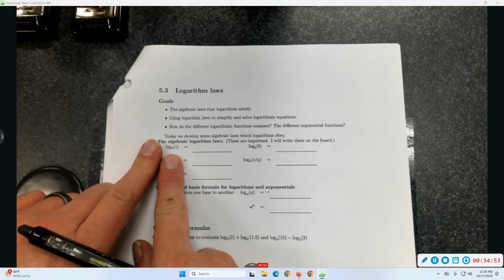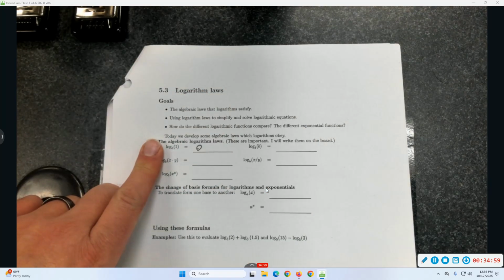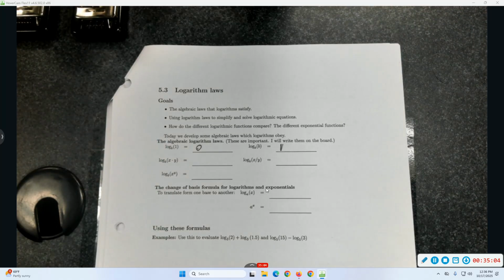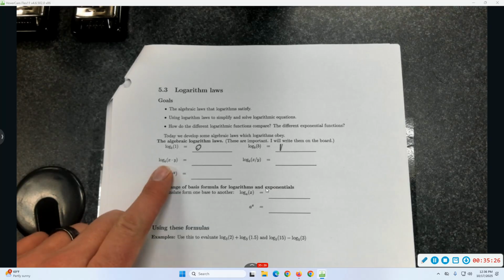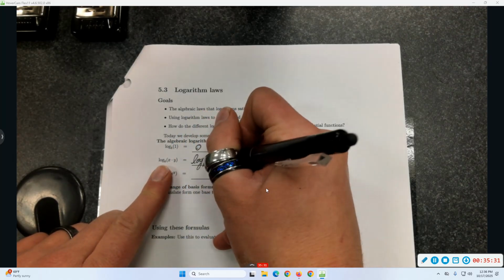0. What's the log base b of b? That one's 1. What's the log base b of x times y? Any thoughts? Yeah, log base b of x plus log base b of y. That seems pretty intuitive, right? Addition inside of the exponent became multiplication outside. Log should do the opposite, so multiplication inside should become addition outside. So log base b of xy is the same thing as log base b of x plus log base b of y.